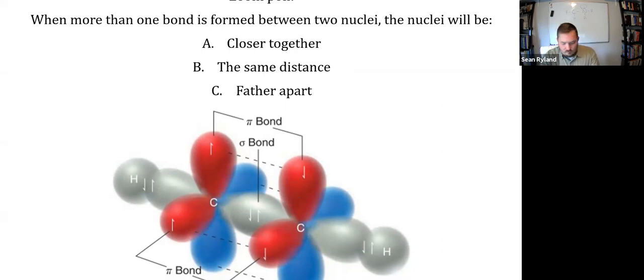When more than a single bond is formed between two nuclei, the nuclei will be A, closer together, B, the same distance, or C, farther apart. Farther apart, not farther apart. I don't think the paternity of the nuclei has anything to do with this.